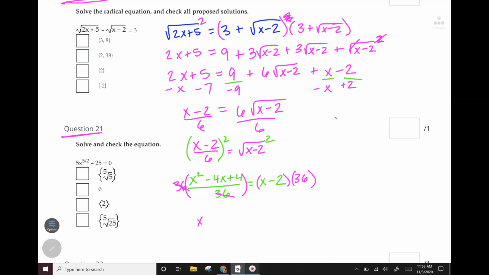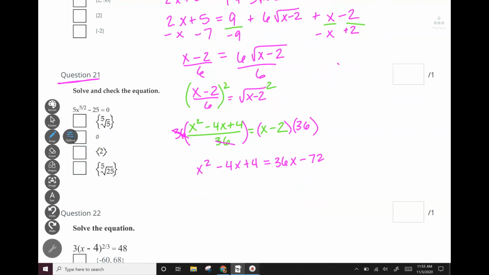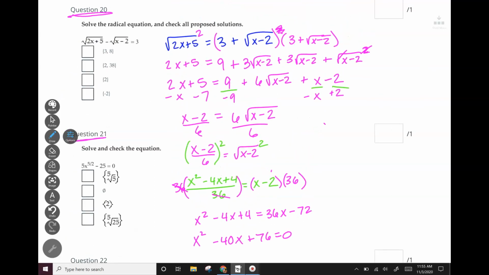Okay, so that gives me x squared minus 4x plus 4. 36 is gone, and I distribute it on the other side. So 36x minus 72. All right, now it looks a lot nicer, and we can solve this quadratic. So I'm going to move everything to the left-hand side. So two numbers that add to negative 40 and multiply to 76.